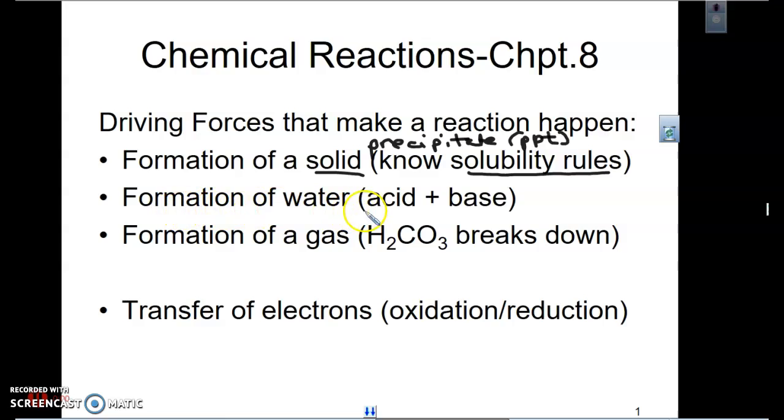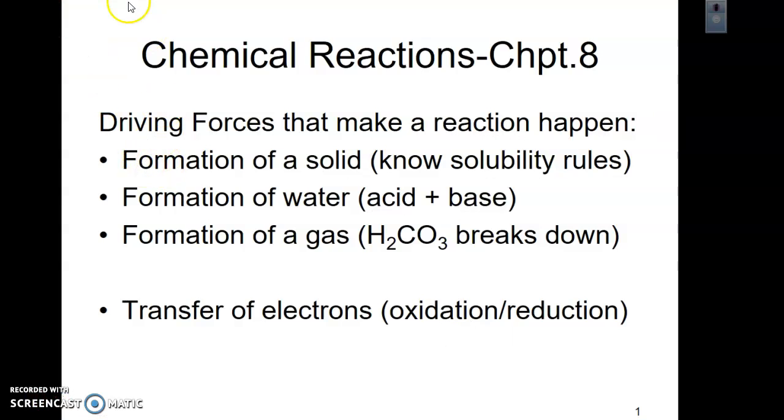We will then look for the formation of water, which is also called a neutralization reaction, and that's going to be specifically between an acid and a base. And then one equation we're going to look at is a double displacement reaction that forms carbonic acid, which breaks down to a gas. So we'll look at that one, but there's only one here. So this is going to be most of them right here. And then lastly, we're going to look at the transfer of electrons, which is oxidation reduction, or sometimes we call that redox.